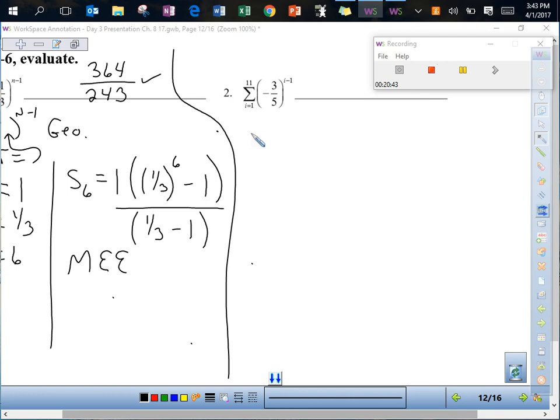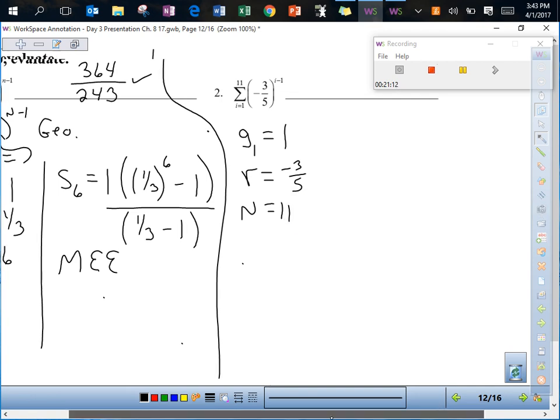I need out of this, I know it's geometric because I've got a parenthesis to a power. I need G sub 1, my R value, and my N value. Well, plug in 1 once again. 1 minus 1 is 0. Negative 3/5 to the 0 is 1. It is not always 1 for the first term. It just happened to be on this. My R value is negative 3/5. My N value is 11.